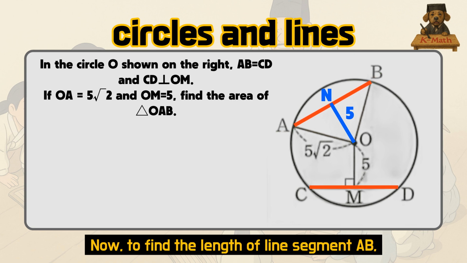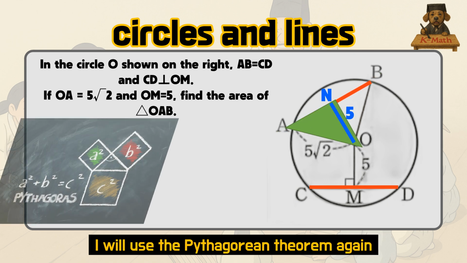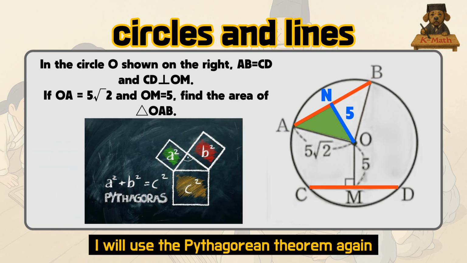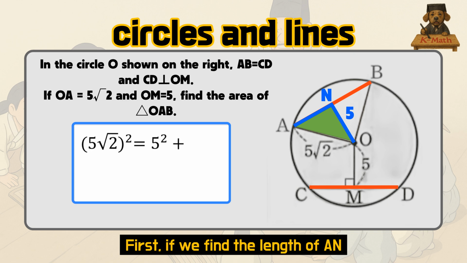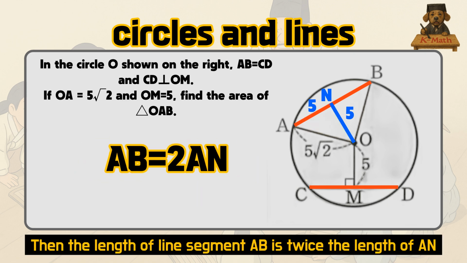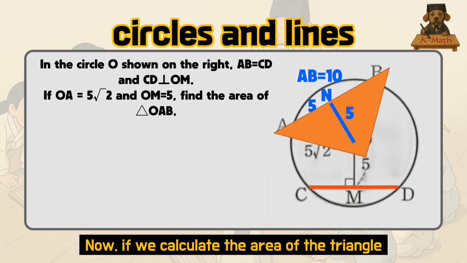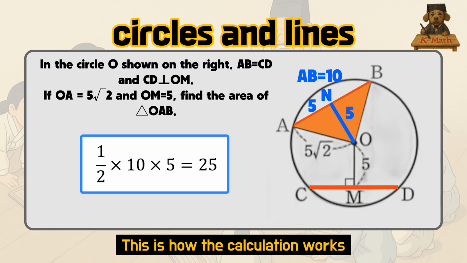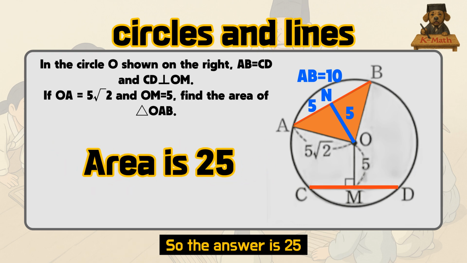Now, to find the length of line segment AB, I will use the Pythagorean theorem again. First, if we find the length of AN, this is how it will be. Then, the length of line segment AB is twice the length of AN. It becomes 10. Now, if we calculate the area of the triangle, this is how the calculation works. So the answer is 25.